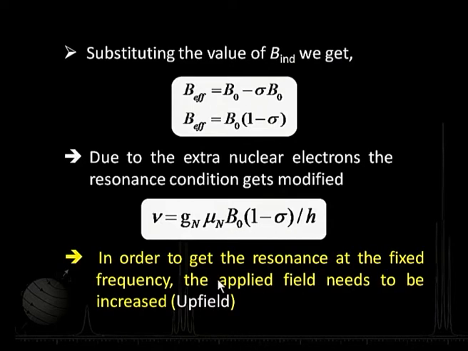What it implies is that in order to get resonance at the fixed frequency, the applied field needs to be increased. It is an upfield shift. So, what we discussed so far is a kind of nuclear shielding effect. There is another possibility, that is, we can even have nuclear de-shielding.